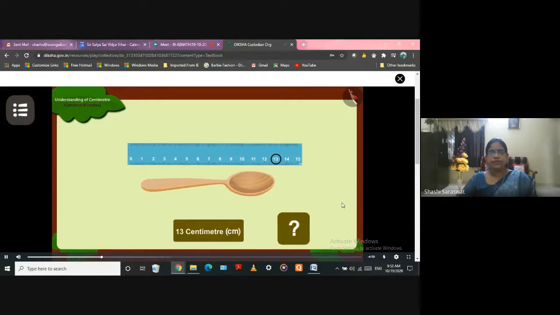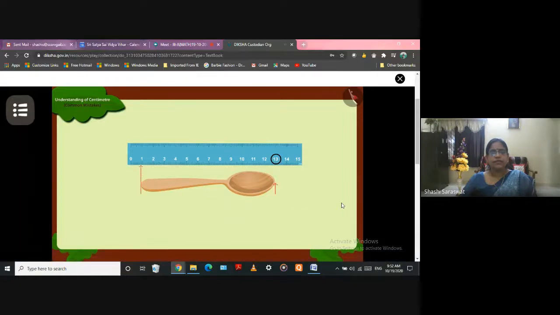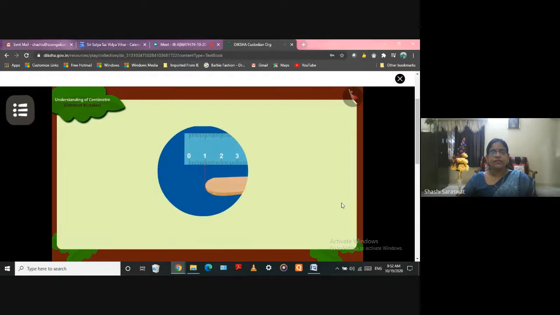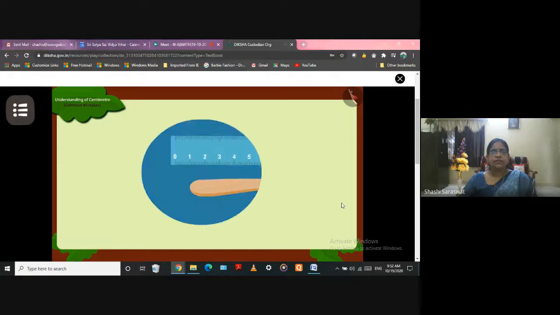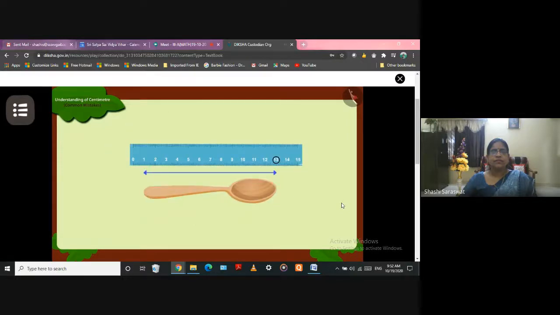Kids, can you tell what mistake Chanda has made here? Yes, this time when Chanda measured the length of the spoon, she started measuring the length from 1 instead of starting from 0. So, 1 centimeter in length of spoon was added.